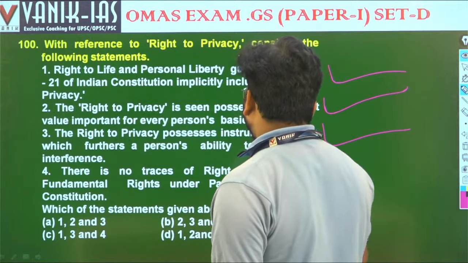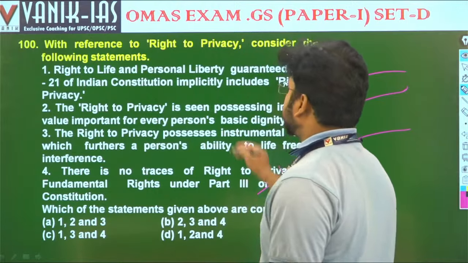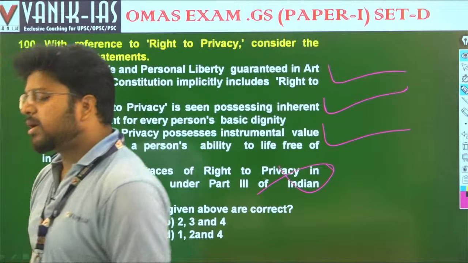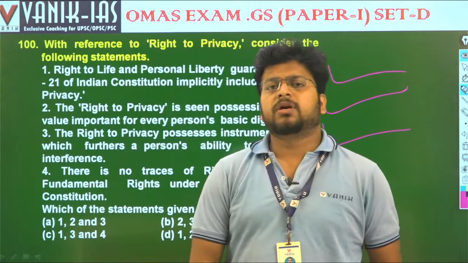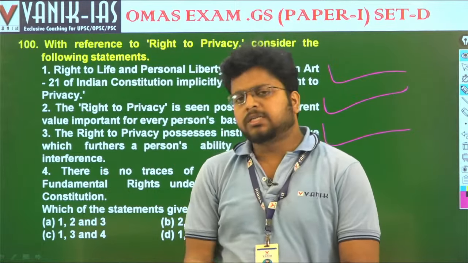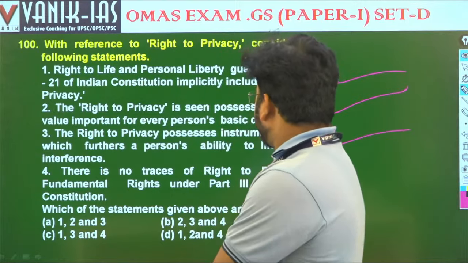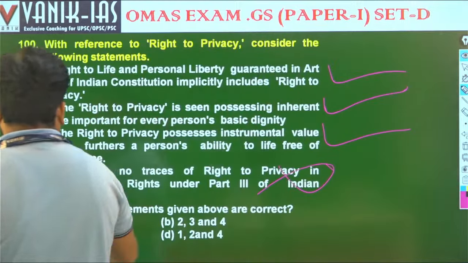There is no traces of right to privacy in fundamental rights. This is wrong because 1 and 4 are opposite to each other, right? Right to privacy is a fundamental right guaranteed by the K. Puttaswamy judgment, the K. Puttaswamy verdict of Supreme Court. Right to privacy is a fundamental right coming under Article 21, that is protection of life and personal liberty. So, 1, 2, 3 is correct, 4 is wrong.